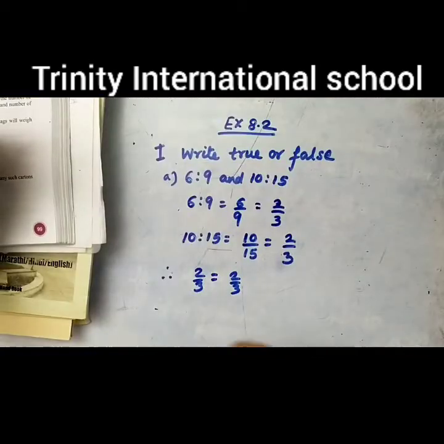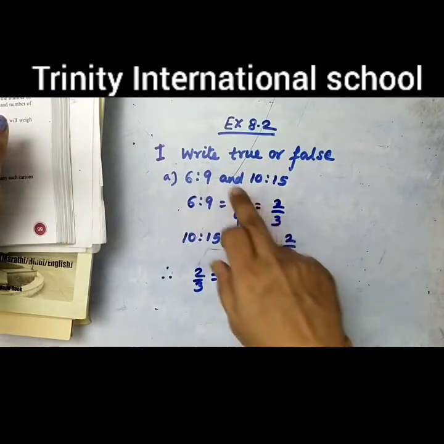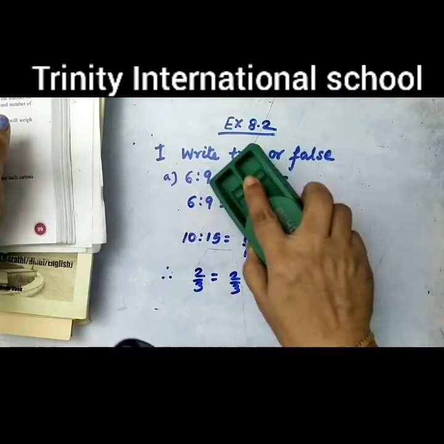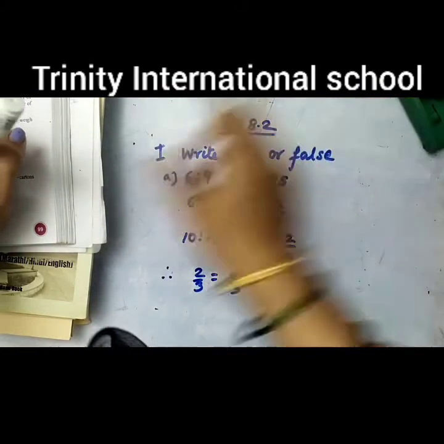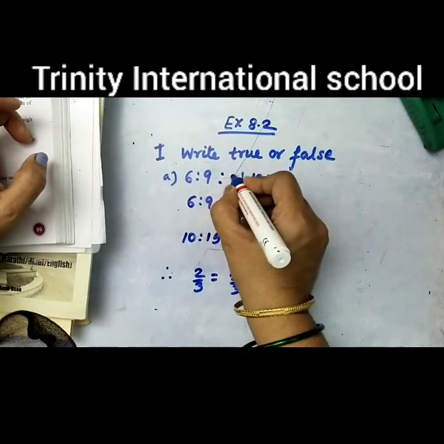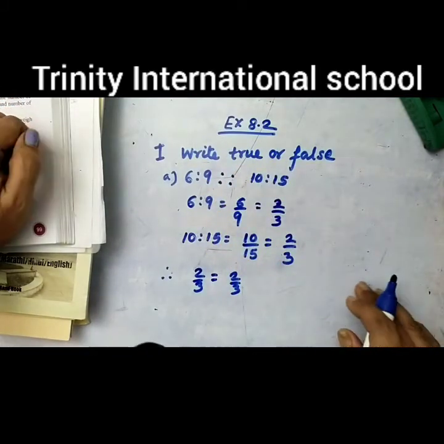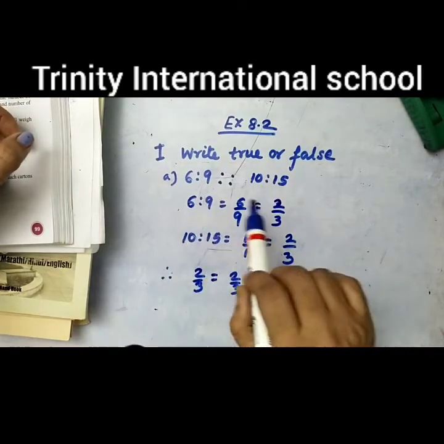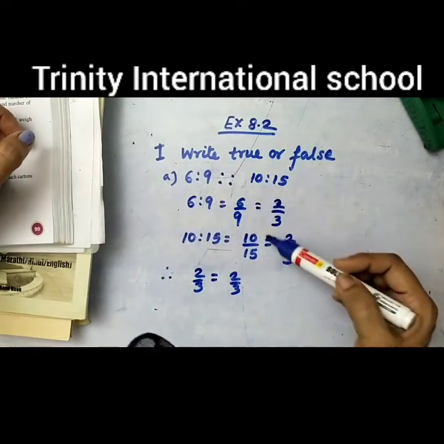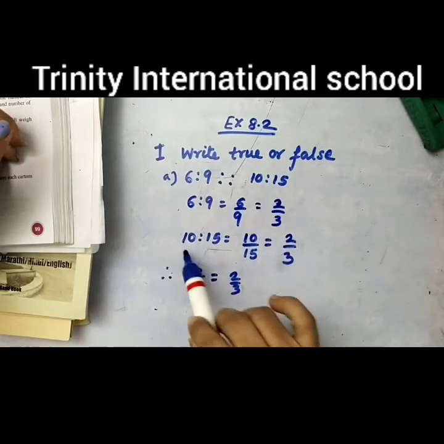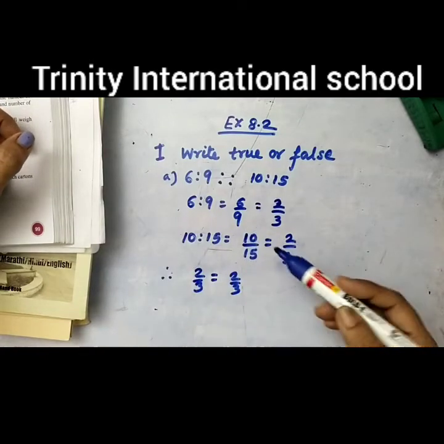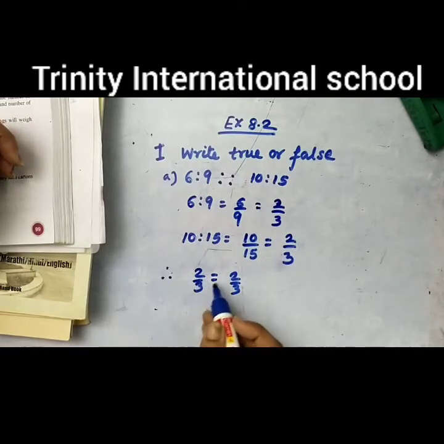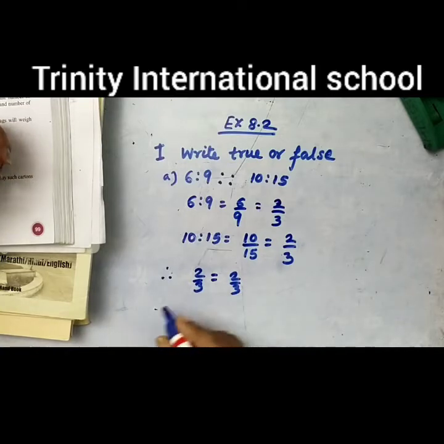Here I have written 6:9 and 10:15. Here you have been provided with this type of symbol, which means equal or not. 6:9 you can write like this, and you are getting the lowest term as 2/3. Then here also 5 is a common factor, and you can go for 2/3. Now you can see 2/3 is equal to 2/3.